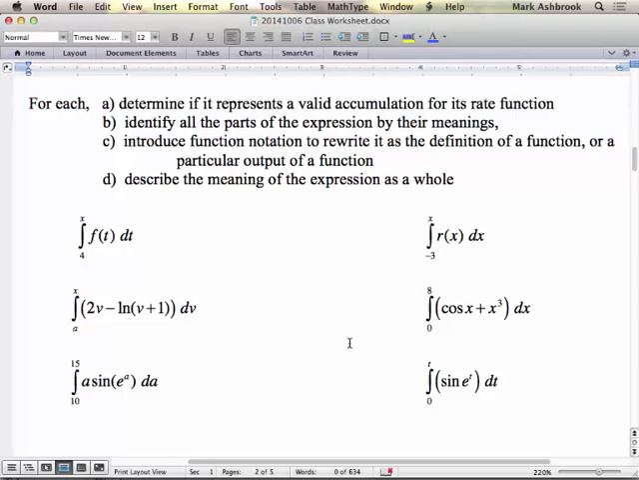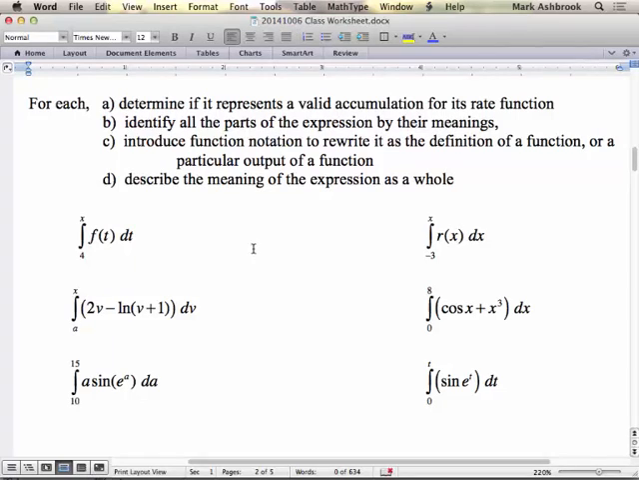We'll do the first one together. Is it a valid accumulation function? Yes, because we've used a different dummy variable for x varying from 4 to the final value x.